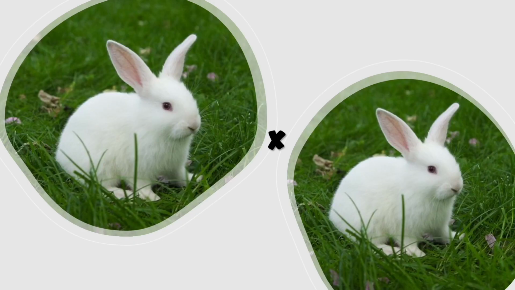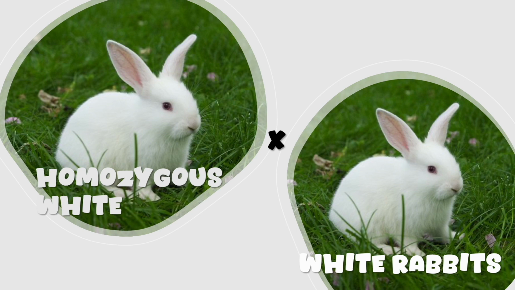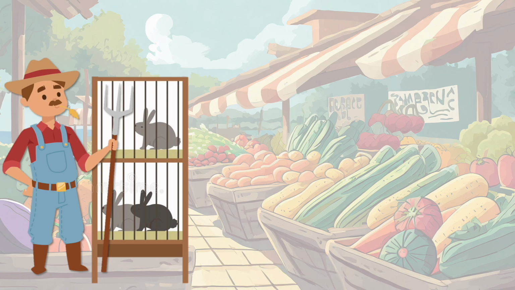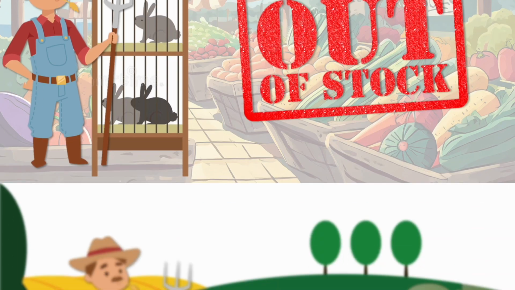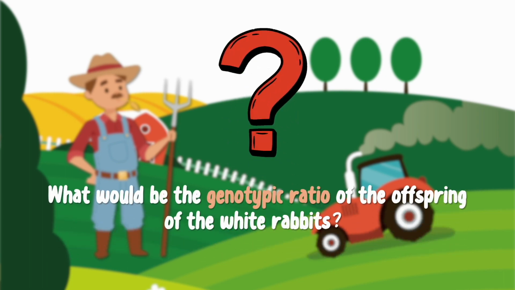In the following year, the farmer decided to breed only the original white rabbit with the white rabbits from the previous year, and did not sell any rabbits that year. Now, the question is, what would be the genotypic ratio of the white rabbit's offspring?